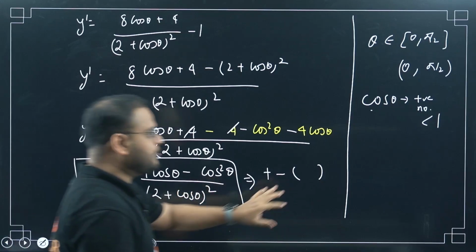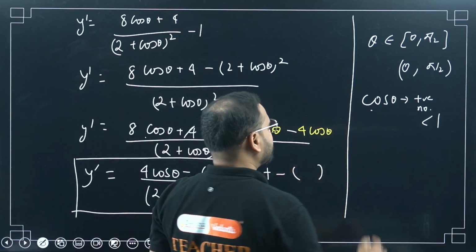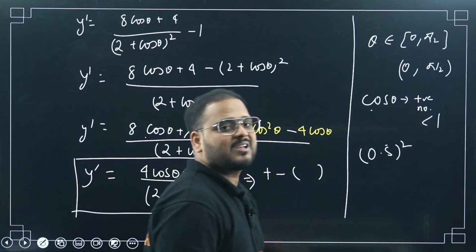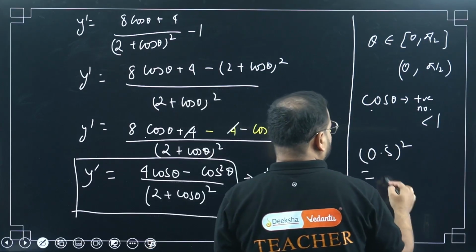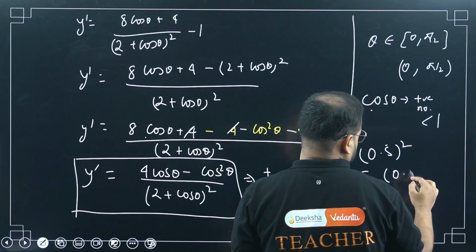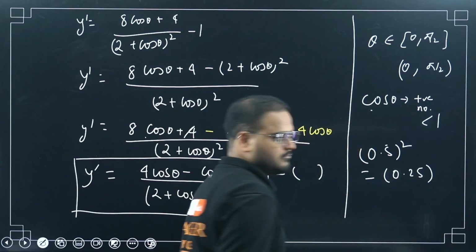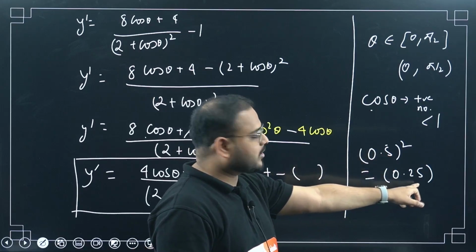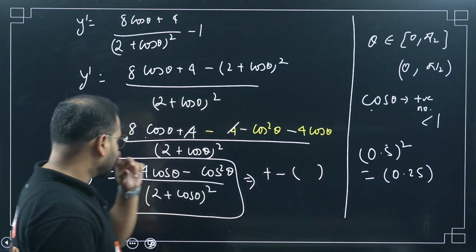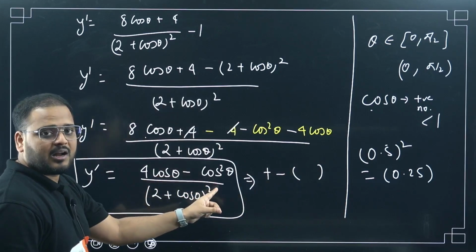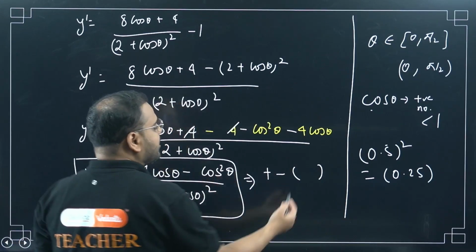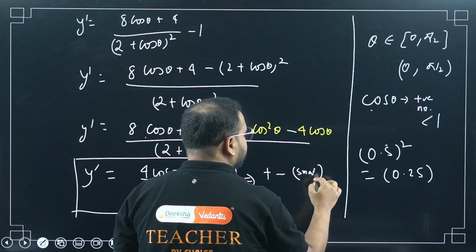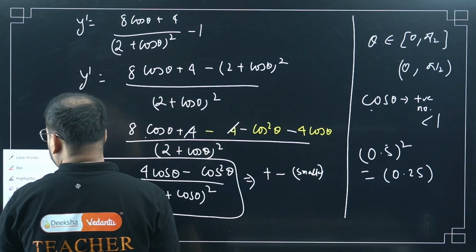Cos square theta. If you square a number which is less than 1, what are you going to get? A smaller number. Say 0.25. Yes or no? If you square a positive number less than 1, you'll get a number smaller than that. If you square it again, you'll get a smaller positive number. Please see this.